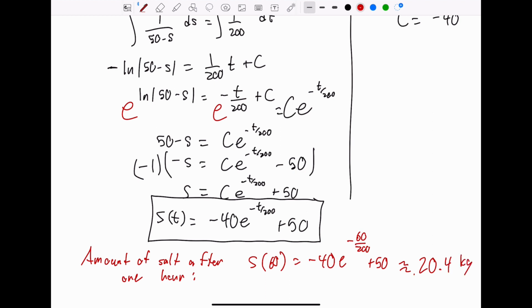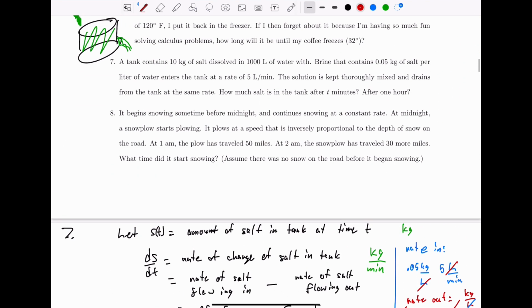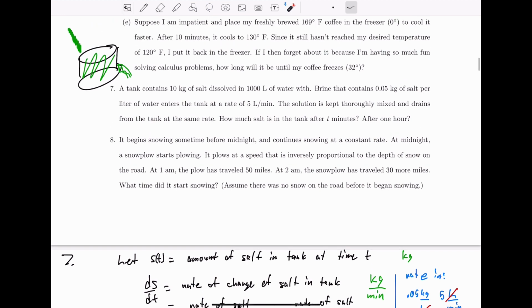Now, does this make sense? Does it make sense that we have 20.4 kilograms after an hour? Well, let's look at the problem again. Initially, we had 10 kilograms of salt, and after an hour, we said we have 20.4. So the amount of salt in the tank is going up. But this makes sense because the concentration that's flowing into the tank has a higher salt content than the salt that's already in the tank. So because we have a higher concentration flowing in, we would expect the amount of salt to increase.